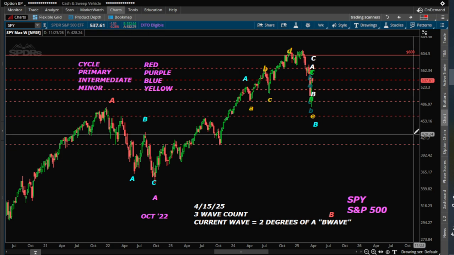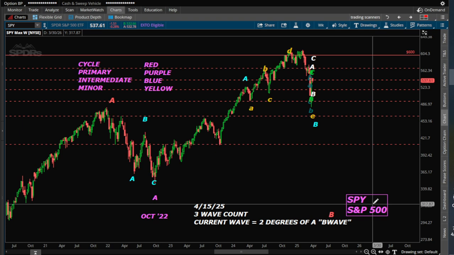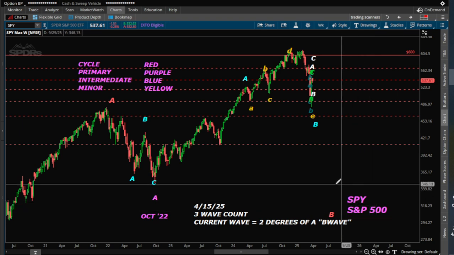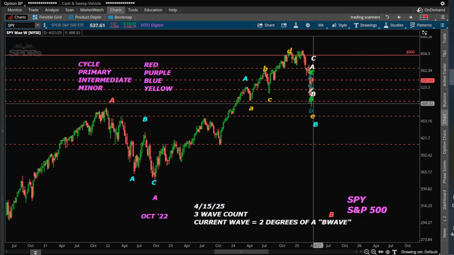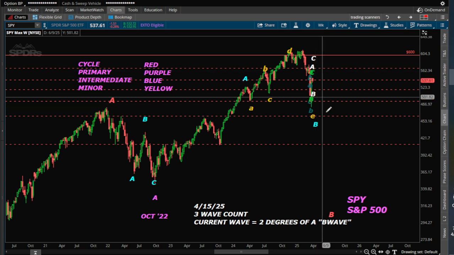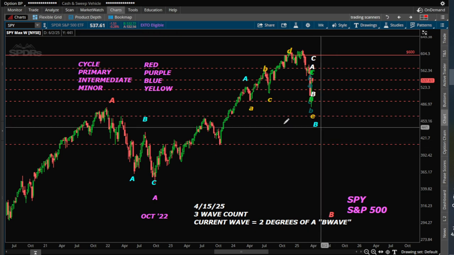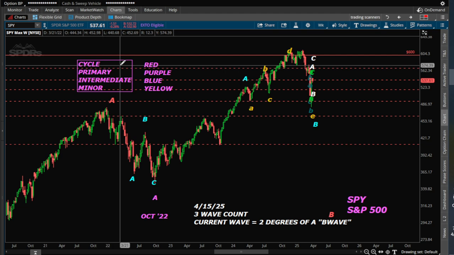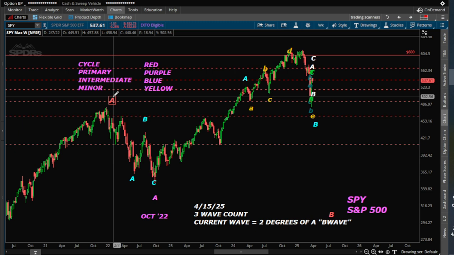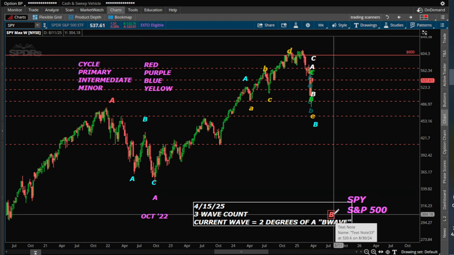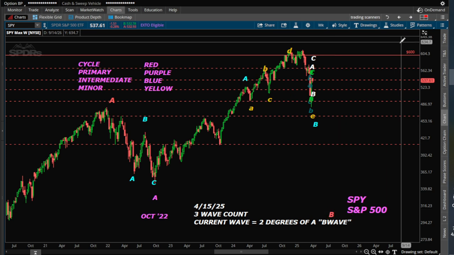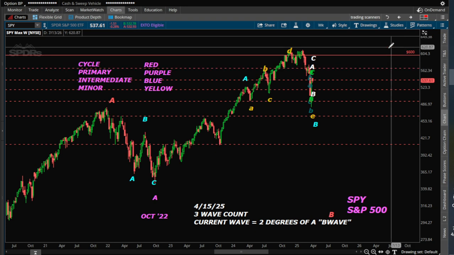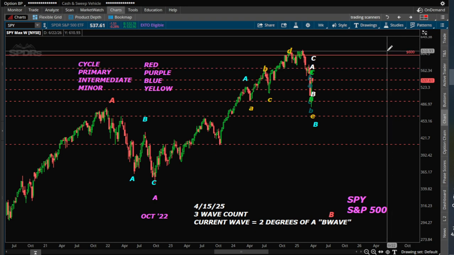So right now we're looking at the SPY S&P 500. This is the ticker symbol SPY. Each candlestick is a weekly candlestick, and I've got here in red the biggest degree that I have counted, the cycle degree A, and cycle degree B here. Okay, and then cycle C would be way in the future, too far to tell right now, but obviously it would be higher than B.